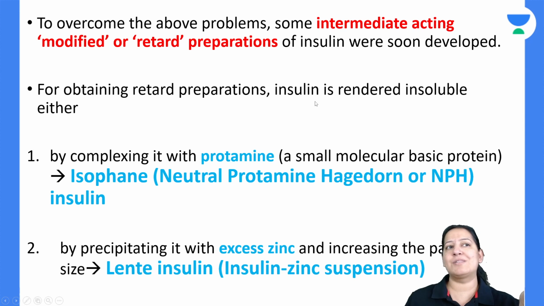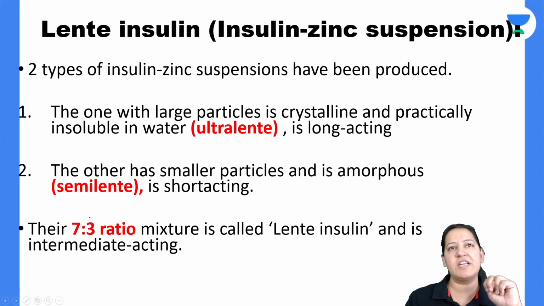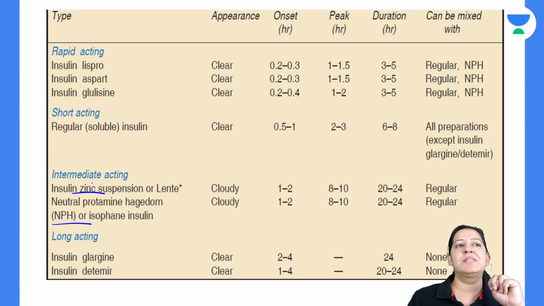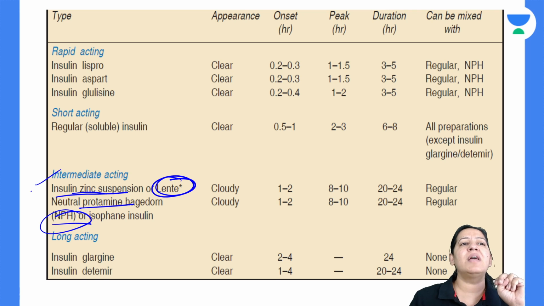To overcome this problem, we have created intermediate insulin. Intermediate insulins are of 2 types, the zinc preparation and NPH. I will come to both of them. Let me talk about zinc. Insulin zinc preparation is known as Lente, and insulin protamine preparation is known as NPH. I will come to both. So these two are the intermediate.